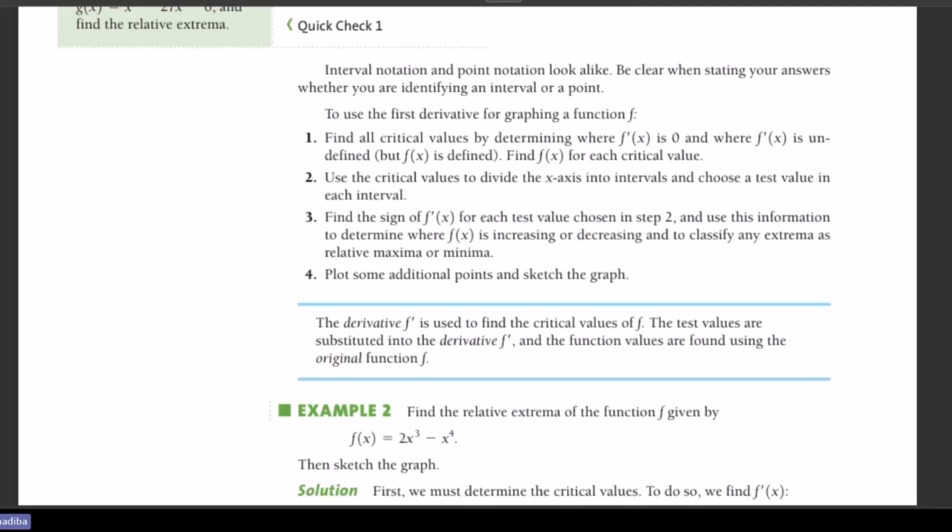Now, remember, the next thing is to take the critical points one at a time and substitute in the original equation. Our critical points are 0 and 3/2. What is f of 0? F of 0 is 0. What is f of 3/2?